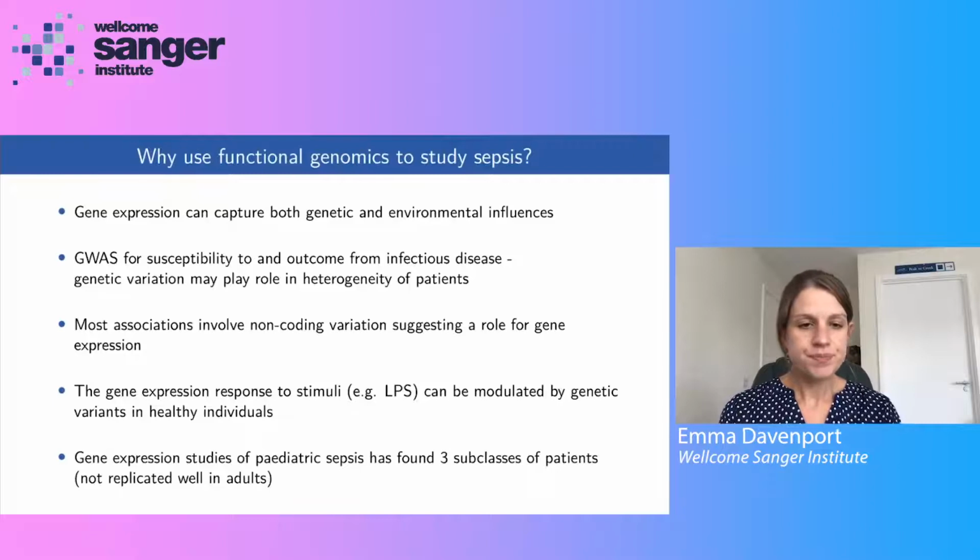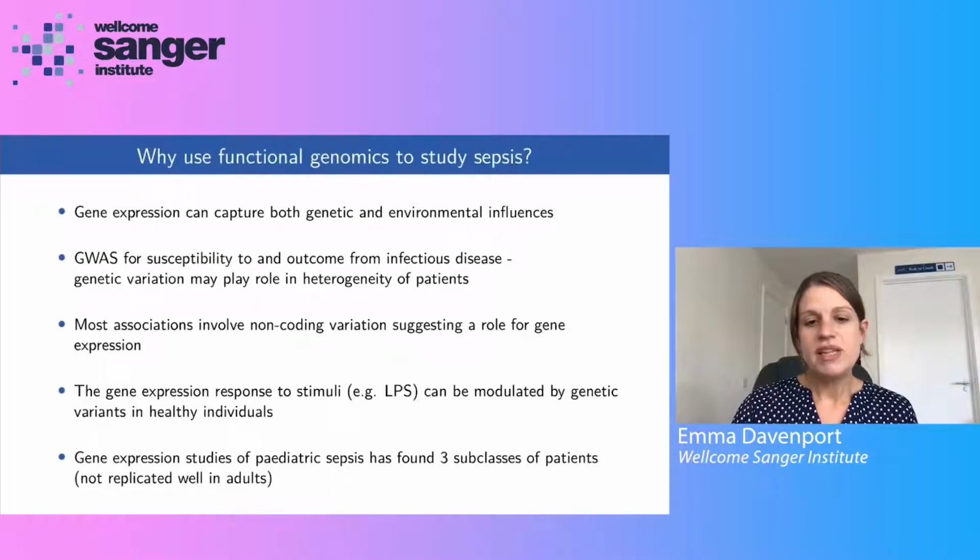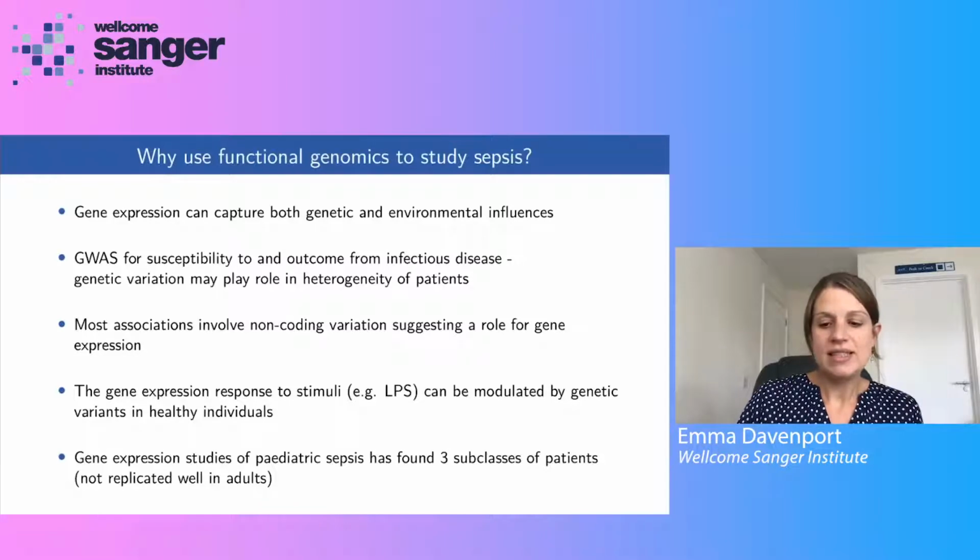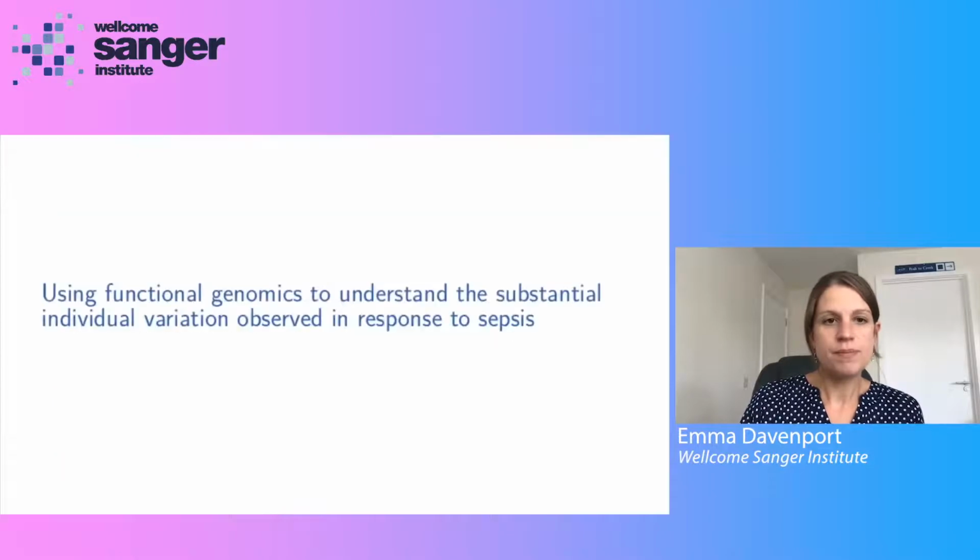There have been some interesting studies that have been conducted from cells isolated from healthy individuals that have then been stimulated, so for example with LPS, and these have highlighted that the gene expression response to stimulation can be modulated by genetic variants, again supporting this idea that genetics is influencing the way people respond to an infection. And finally, there's been substantial expression studies of pediatric sepsis, and this has found 3 subclasses of patients, but this hasn't been well replicated in adults. So there's really an opportunity here for us to explore what's going on in the adult patients.